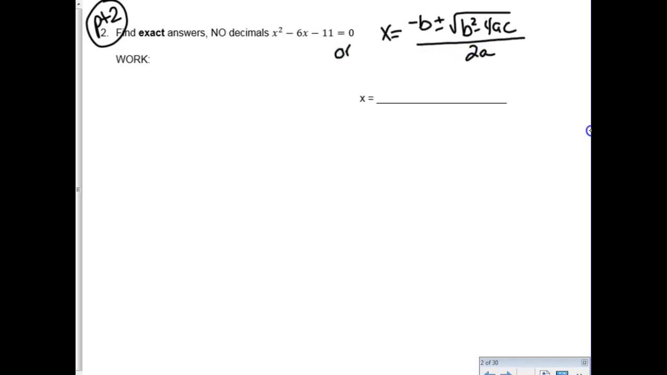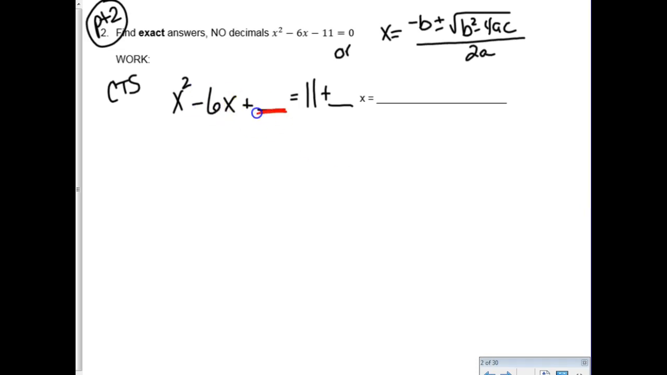Or you can do Mrs. Bruzzo's favorite method, which is completing the square. I love completing the square. So the first coefficient's a 1, and then the middle term here, the b value, is even. So this is a great candidate for completing the square. You're going to leave a space for a constant. You're going to add the 11 over to the other side, and then you're going to balance your equation out by leaving a space over there as well.